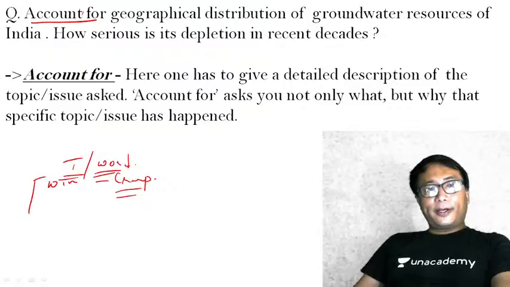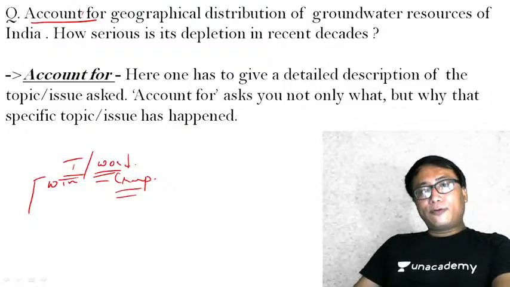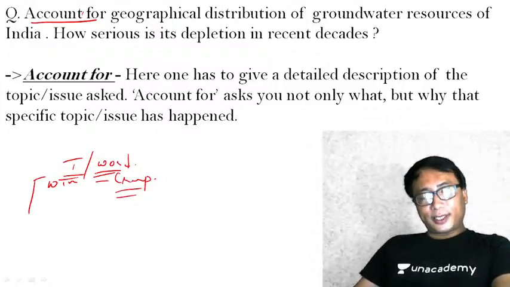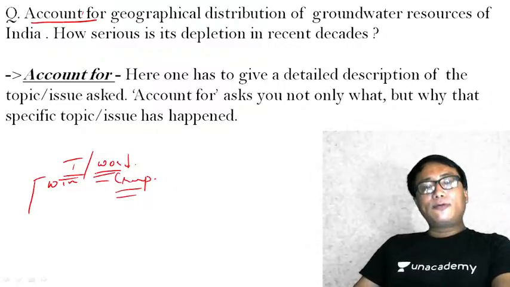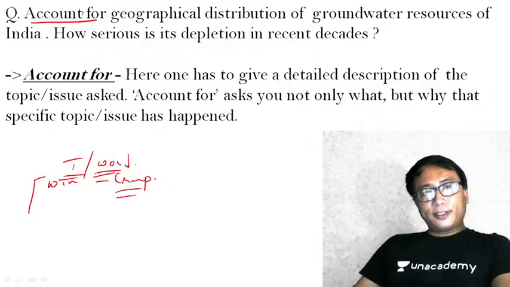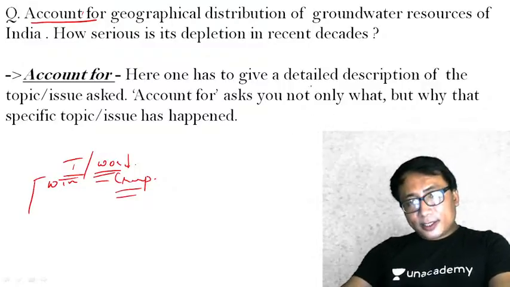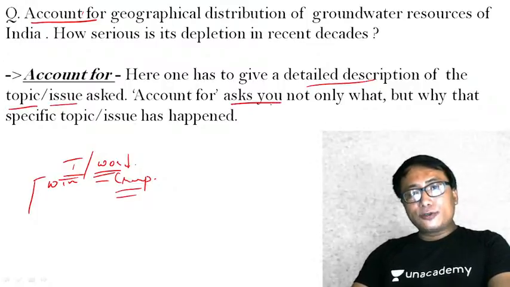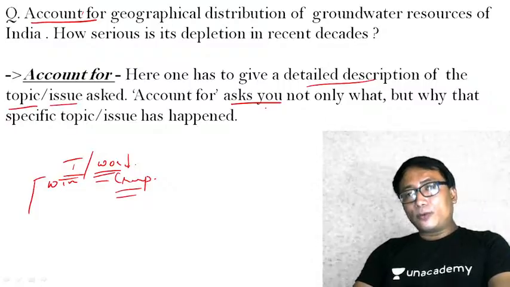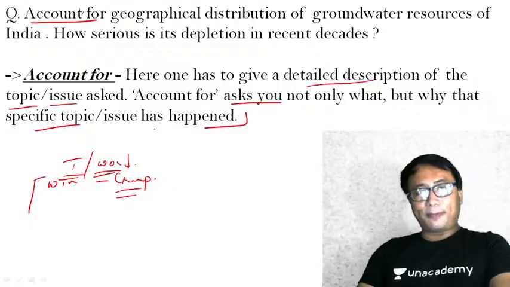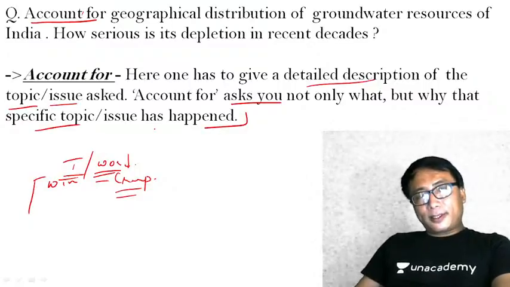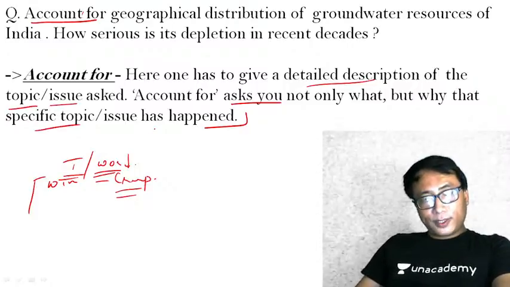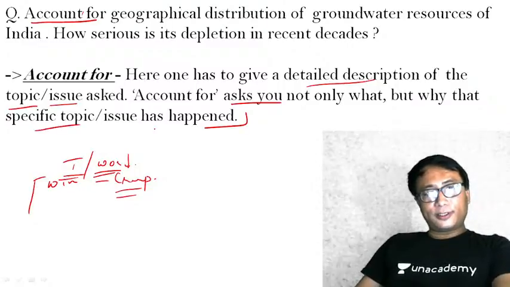Now here, account for geographical distribution of groundwater resources of India. How serious is its depletion in recent decades? Now here the directional word is account for. What does this mean? It means one has to give a detailed description of the topic or the issue which is being asked. Account for asks you not only what but why that specific topic or issue has happened. Clear? Now, keeping that in mind and reading the question, kindly come up with a basic introduction, what should go in the body, and how you should conclude the answer.